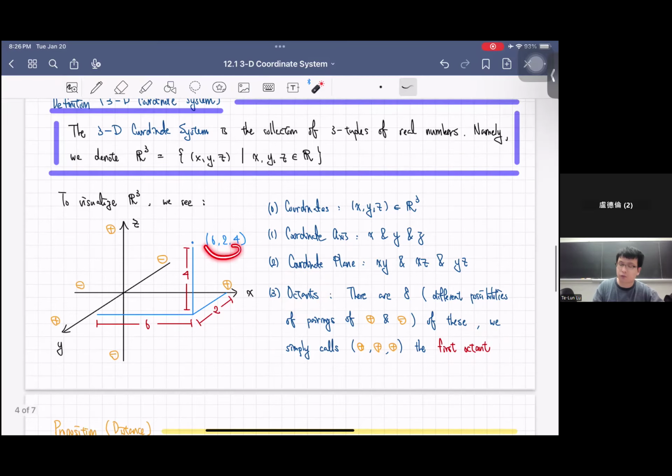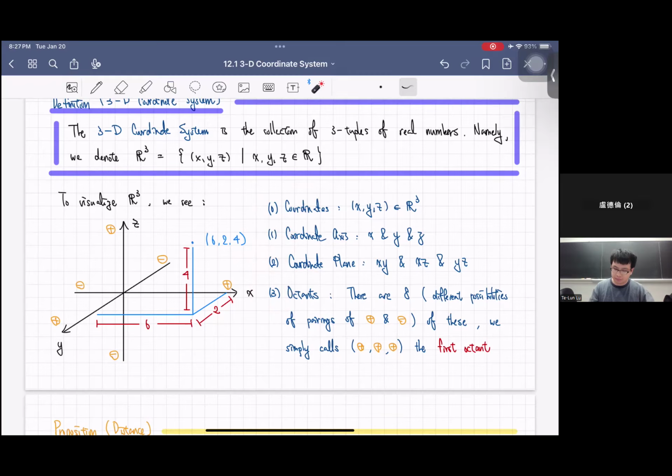So for example, (6, 2, 4) is in the first octant, but (-2, 2, 4) is not in the first octant because the x-coordinate is negative. And we don't try to name the 2nd, 3rd, 4th, all the way to the 8th octant. Only the first octant is fixed. So that's the difference between the three-dimensional system and the two-dimensional system. Okay. Right. So we have the zero-dimensional object, one-dimensional object, two-dimensional object, and three-dimensional object.